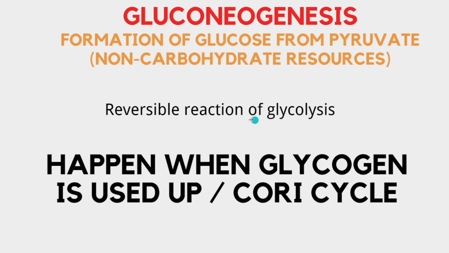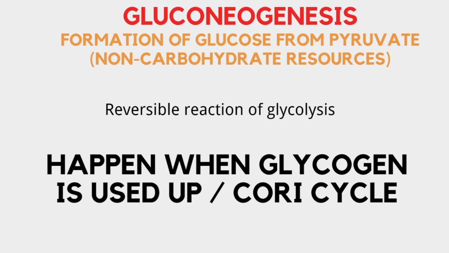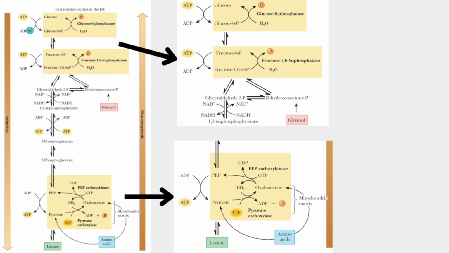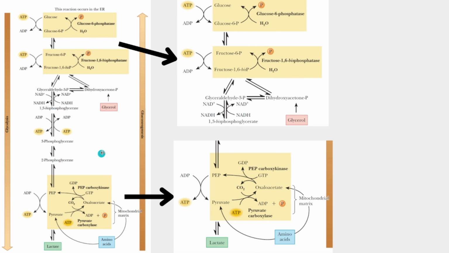Okay, so it happens when glycogen is used up or during the Cori cycle. There is another term we will see later, the Cori cycle. Okay, so this is glycolysis, right? If you remember, glycolysis is here. Glucose, phosphate, these are all your friends. You think you already forgot it? No, you cannot forget it.